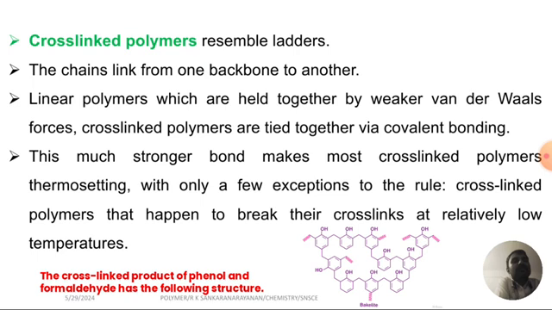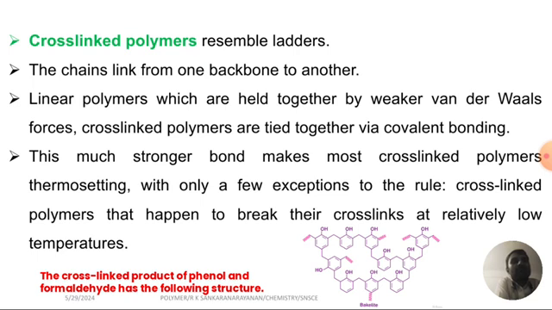And this stronger bond makes cross-linked polymers thermosetting. If the bonds are proper and covalent, they will be thermosetting polymers. But in some cases, there are exceptional rules. Some cross-linked polymers will break the cross-links at a low temperature.